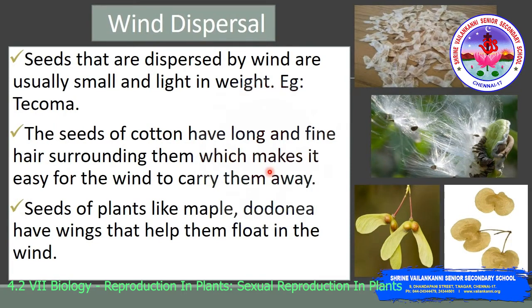In wind dispersal, the seeds that are dispersed by wind are usually small and light in weight. An example is the seeds of Tecoma. While the seeds of cotton have long and fine hair surrounding them, which makes it easy for the wind to carry them. Seeds of plants like maple and dodonia have wings that help them to float in the wind.